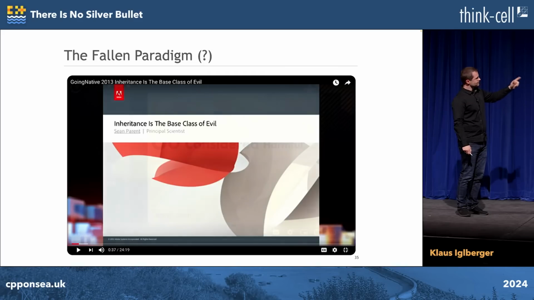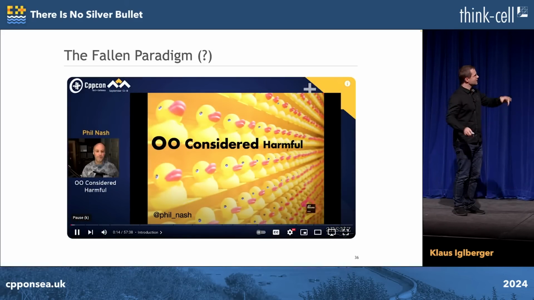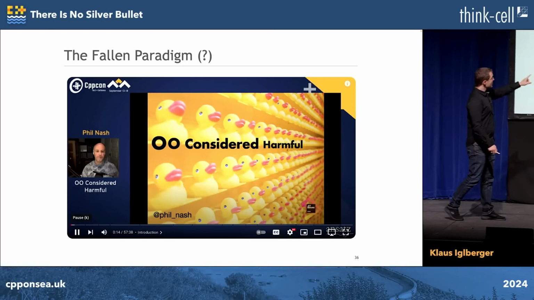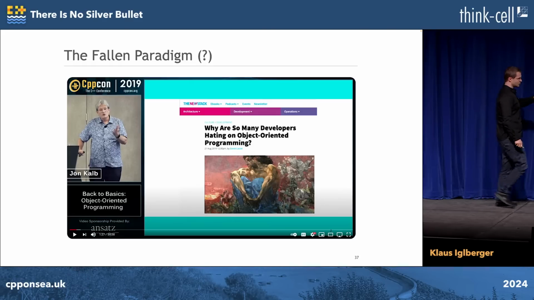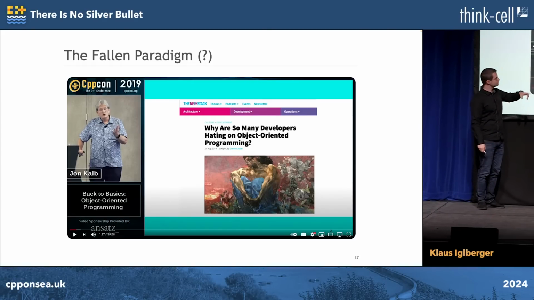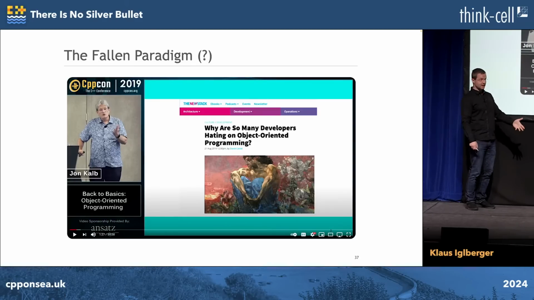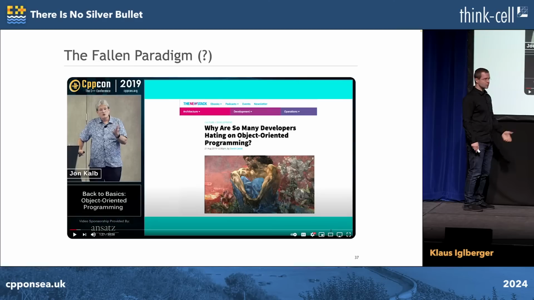I have another one. I have to do that. I mean, Phil's, OO considered harmful, which kind of conveys the same idea. There's apparently something wrong. But also this one, a back to basics talk about object-oriented programming. Now, if you would go to such a talk, you would, of course, expect nice words about object-oriented programming. You would expect that you're just told how good it is and what amazing problems you can solve with this. But no.